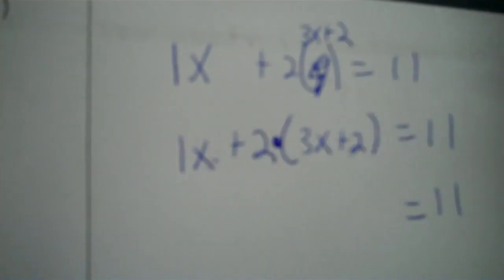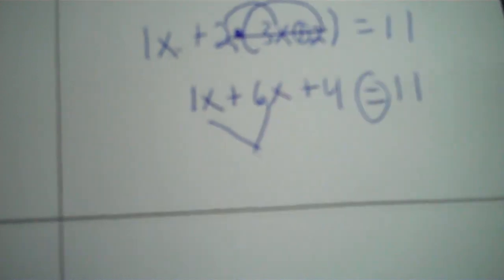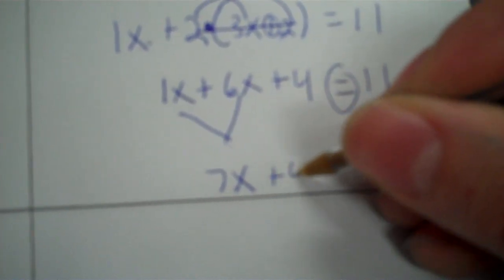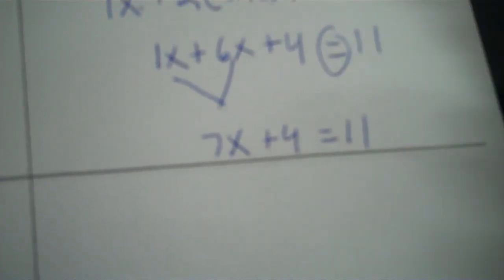All right, so the positive 2 is what I distribute. There's a plus right there, so I take 2 times 3x and 2 times 2. Drop your plus. 2 times 3x is 6x, 2 times 2 is 4, and then I have the 1x that I need to add into the equation. So it's going to be 7x plus 4 equals 11.